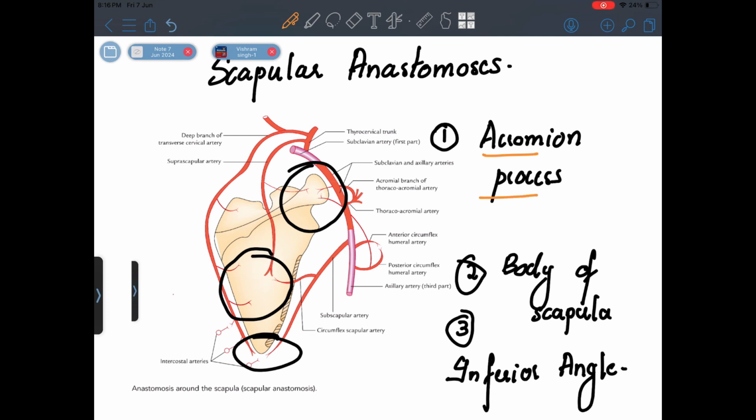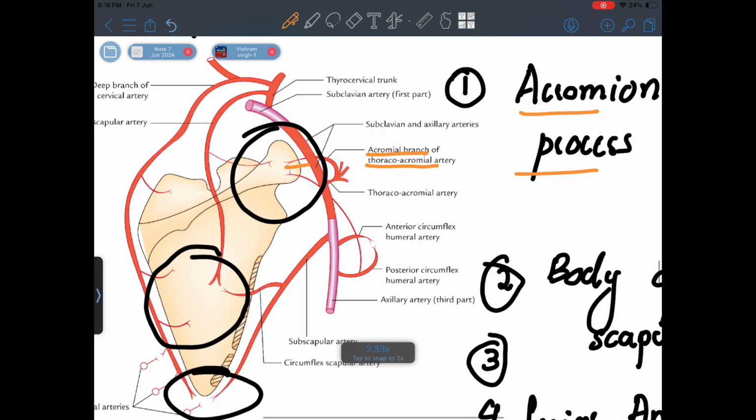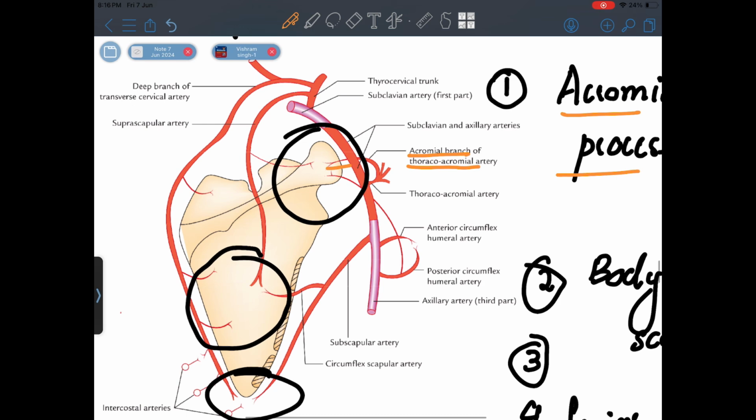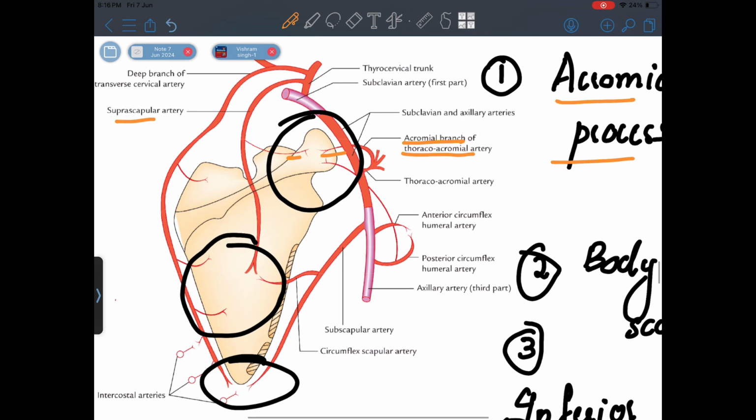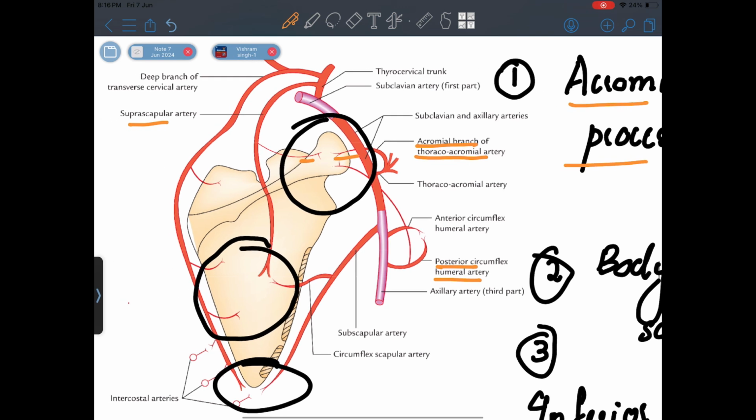So the acromion process, I'm marking it with orange. Just see these branches. First, I see the acromial branch of the thoracoacromial artery. This is from the second part of the axillary artery. So this branch will contribute to the anastomosis, and then we have the suprascapular artery, and then a branch from the posterior circumflex humeral artery. So this will constitute the anastomosis over the acromion process.